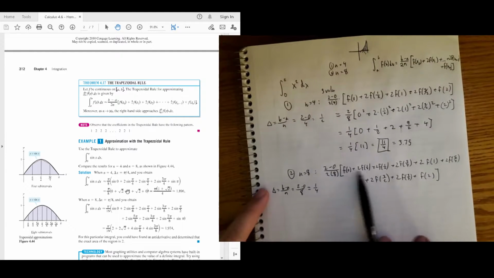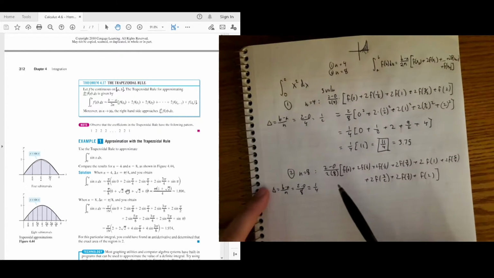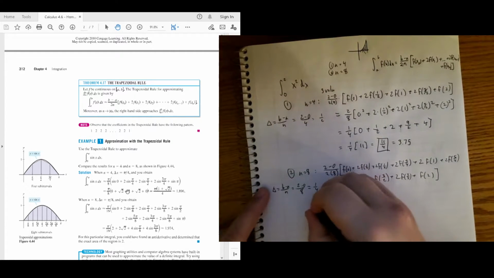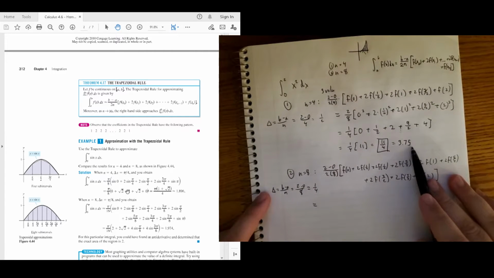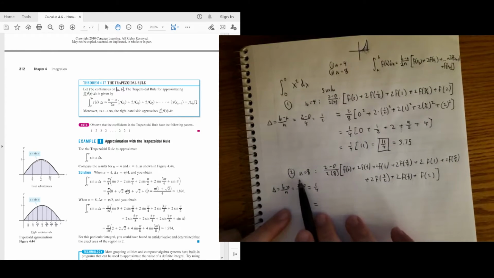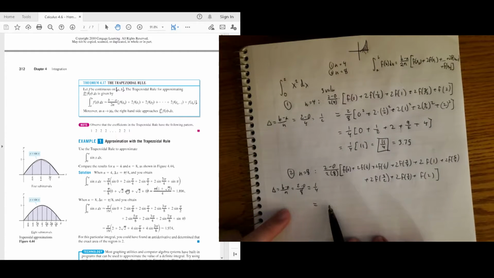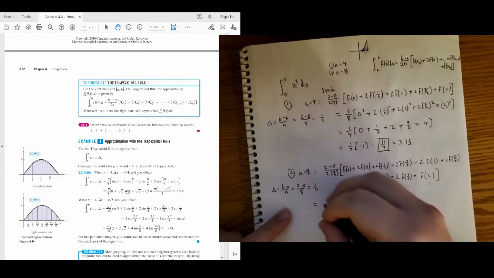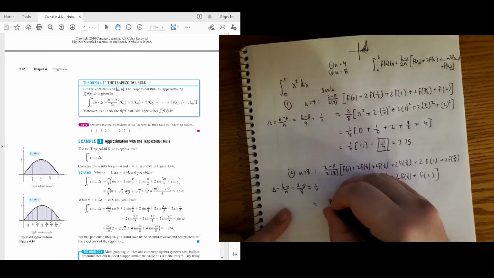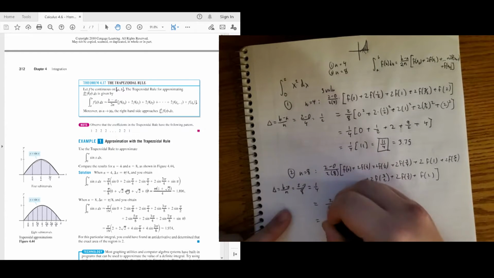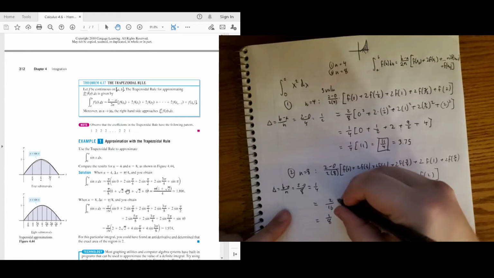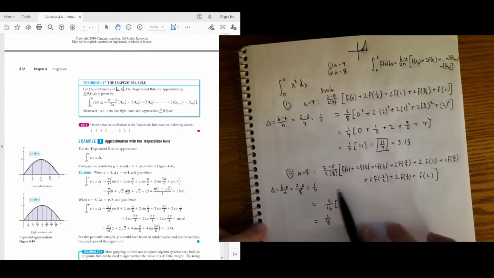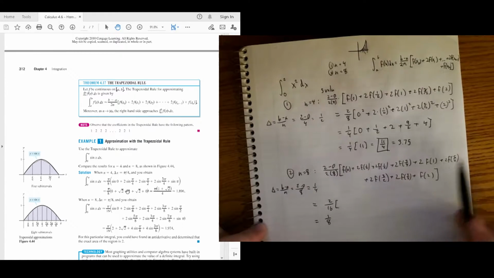Now we've got our pieces all lined up into our formula. We have our outer piece, which is b minus a over 2n, and now it's simply a matter of simplifying. So again, the previous number was 3.75, which I tell you is close to the actual solution, but let's see. With a higher number for n, we should get a more accurate solution. So let's see what happens. 2 minus 0 is 2, divided by 2 times 8 would be 16, divided by 16 would be 1 over 8.